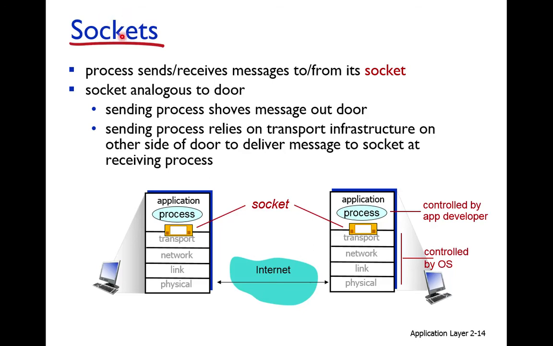So usually this socket is used to provide communication between two processes, between two applications that are running on different hosts. So the socket API that is provided by the operating system, this library, is used for the communication between two processes that are running on different end hosts. But the socket can also be used for the communication between two processes running on the same host. But usually it is used for the communication between two processes that are running on different hosts.